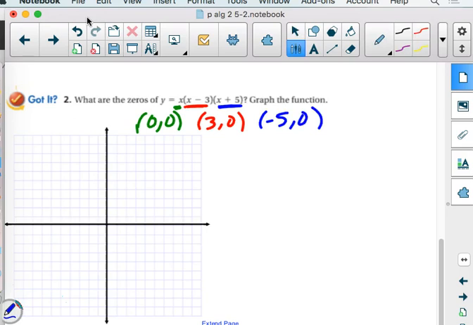So let's get those points on here. 1, 2, 3, 4, 5. 0, 0. And 1, 2, 3, 0.